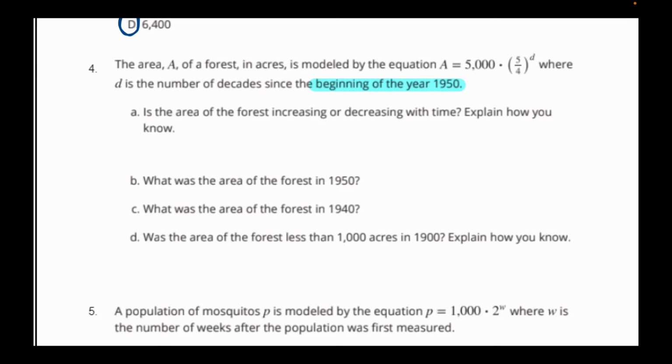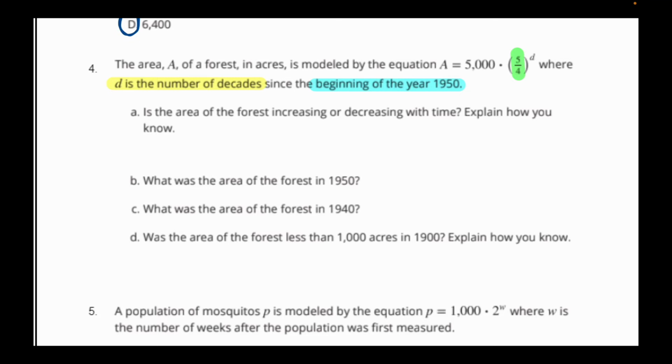I am also noticing my growth factor here is 5/4, which means it's more than 1. So in this case, the forest is growing if we move forwards in time. And then D as a number is decades, so it is 10 years. So those seem like my important pieces. Now the initial value, of course, is going to be important as well, but those seem like the pieces that stand out to me. So I did just kind of answer A, is the area of the forest increasing or decreasing with time, and explain how you know.